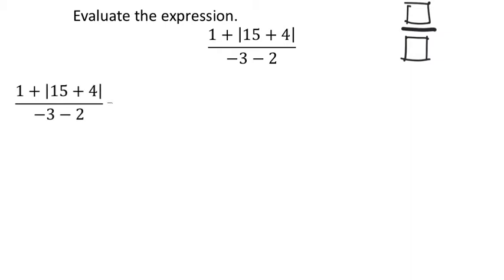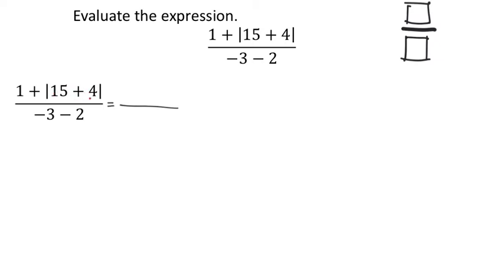For this problem, I'm just going to give myself another fraction line like this, okay? And then if I need more, I can put more out there, right? But I'm just operating with the numerator, so I'm completely ignoring the denominator here, right? So in my numerator, I got 1 plus absolute value of 15 plus 4.